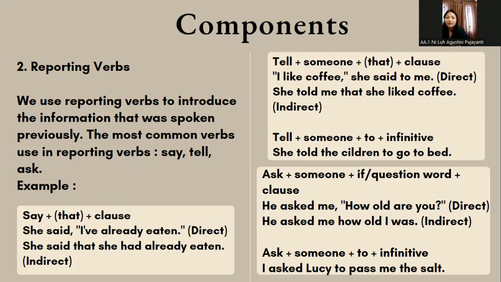And then tell. With tell, we need to use an object, a person we tell the information to. Tell has two structures. The first is tell plus someone plus that plus clause. So the example is direct speech: "I like coffee," she said to me. And indirect speech will be: she told me that she liked coffee.